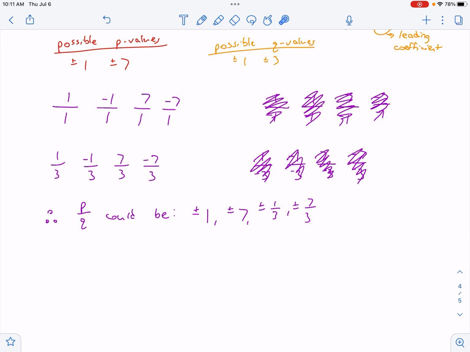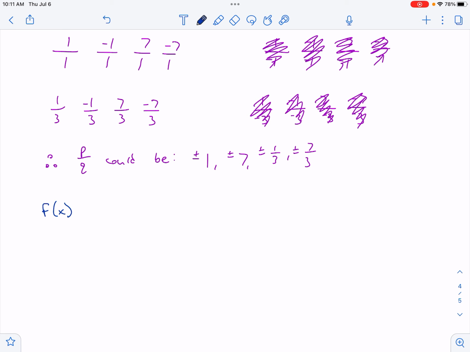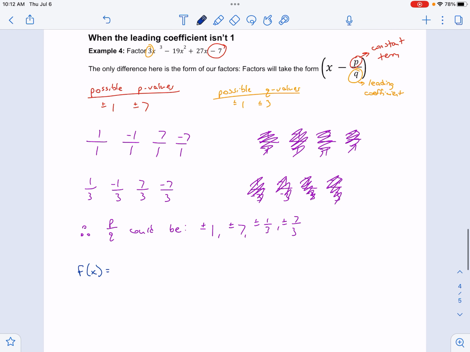My advice to you is always to start with the smallest one first, and hint, hint, that's the one that's going to work. In this case, our smallest one is 1 over 3, so let's check it. f of x, where is my function? There it is. Sorry, I should write f of 1 over 3.